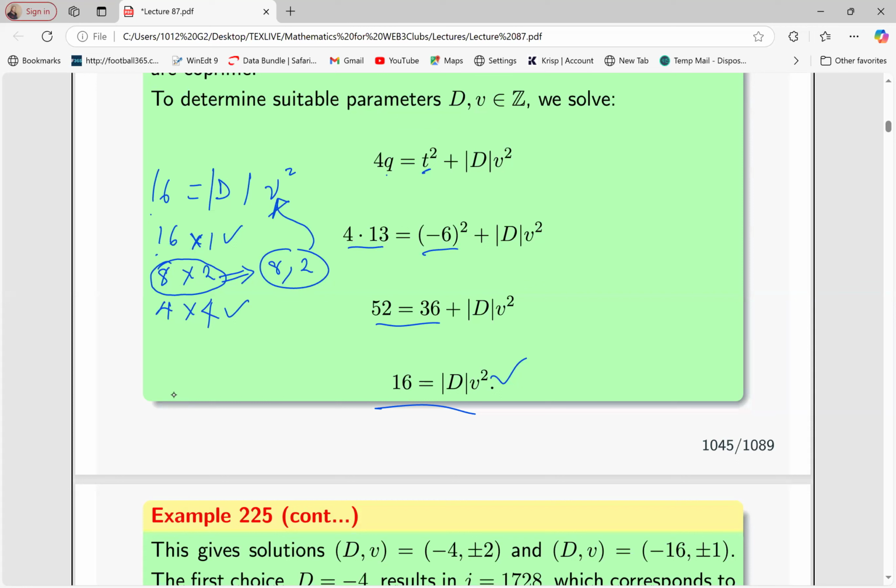The possibilities could be that 16 could be D, and v squared could be 1, if you consider the first possibility, which then means that v is plus or minus 1, the square root of 1. The other possibility is that D could be 4, and v squared could also be 4. And if v squared is 4, then it means that v is just plus or minus 2.